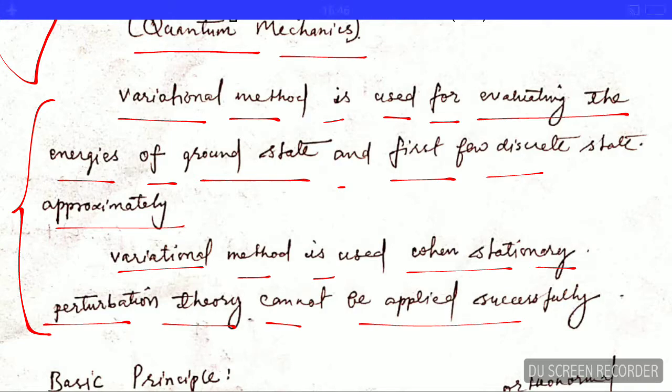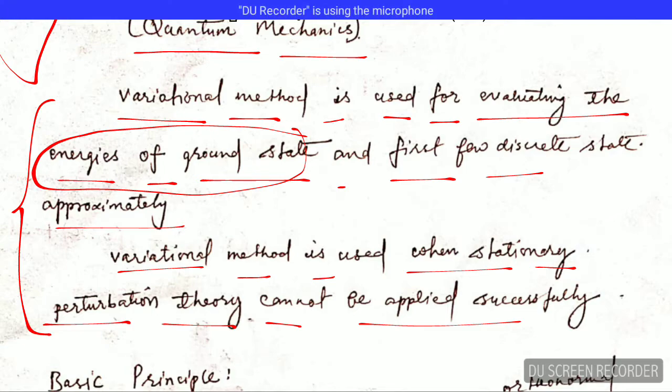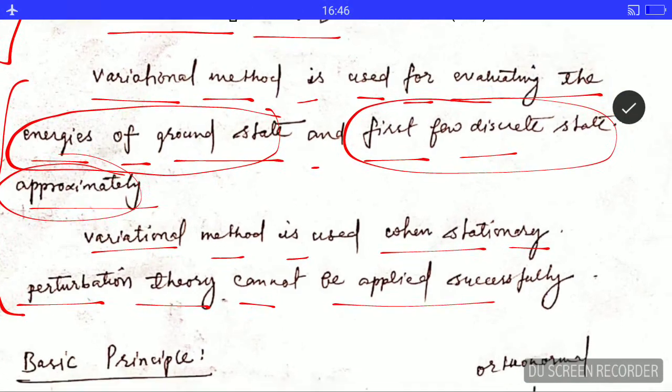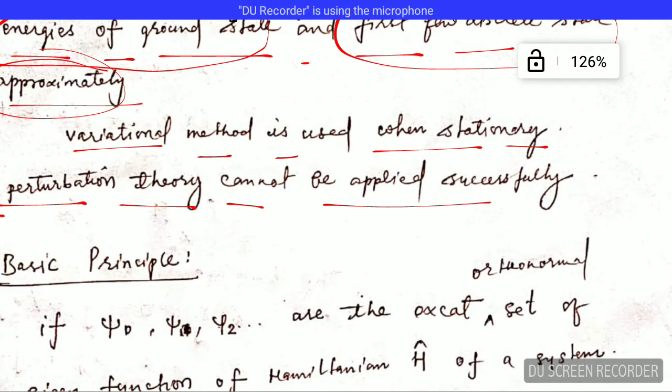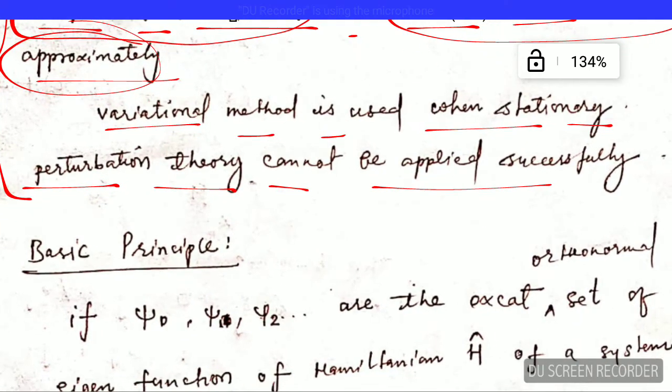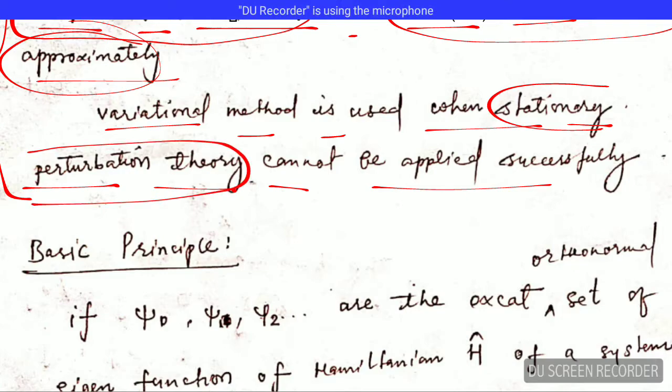Okay, so the variational method is used to find the energies of the ground state. It is widely used to find the energy of the ground state approximately. It can also be used to find the first few discrete energy states. The variational method is often used when the stationary perturbation theory cannot be applied.